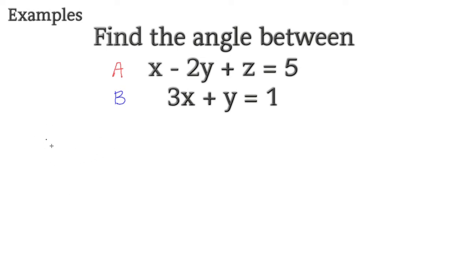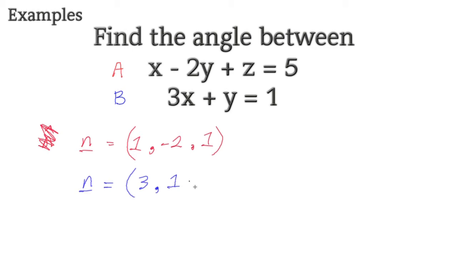Plane A normal, I will denote as n, I don't need the normal hat, I just need the normal vector, equals to, remember the Cartesian equation, the coefficients of x, y, and z are the respective vector components. So x is 1, y is minus 2, z is also 1. So we've got this normal vector. Now we go for the B normal as 3, 1 and 0.